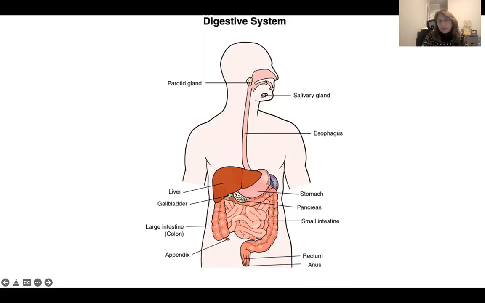When we look at our digestive system, you can almost see how it's just a long, thin tube that's all convoluted with some of these accessory organs surrounding it.